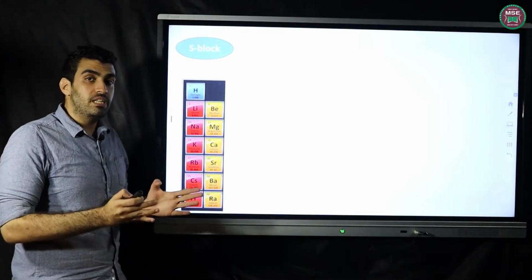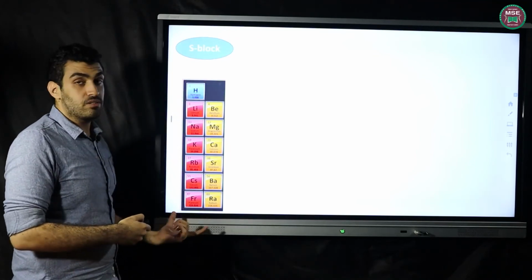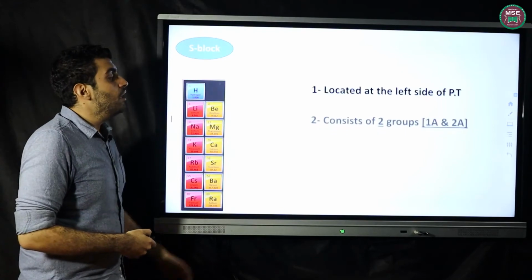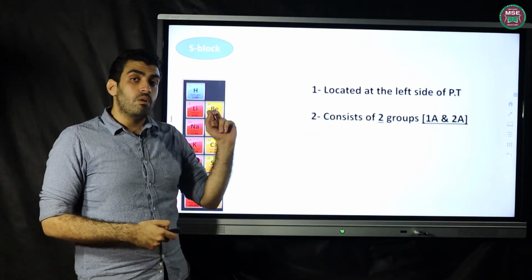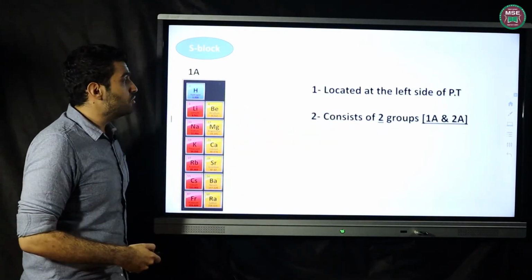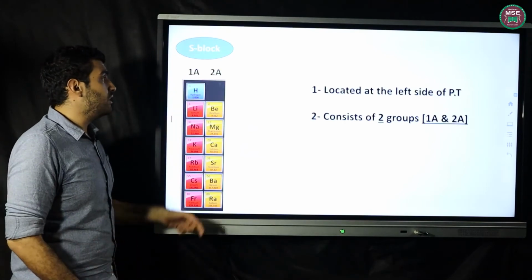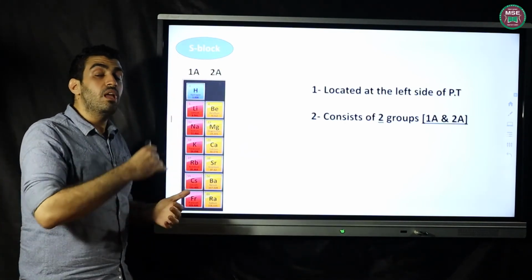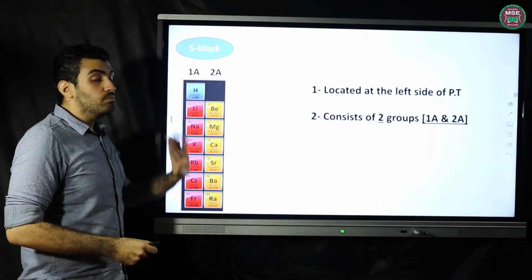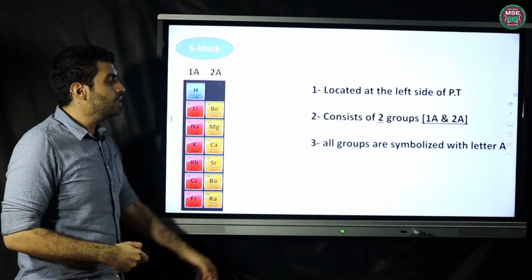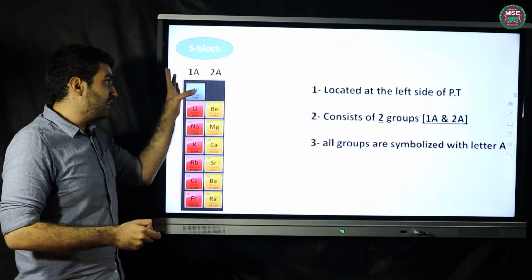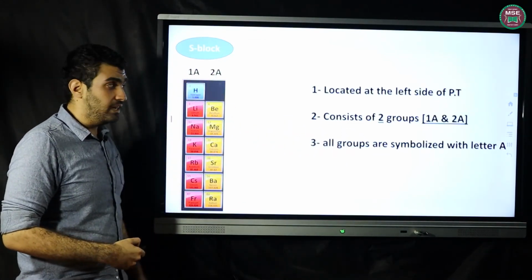Let's talk about each block. S block is found at the left side of the periodic table. It consists of only 2 groups. The first one is called 1A and the second one is called 2A, and these numbers are called the old numbers. The new numbers are 1 and 2. Okay? All groups of the S block are symbolized with the letter A.